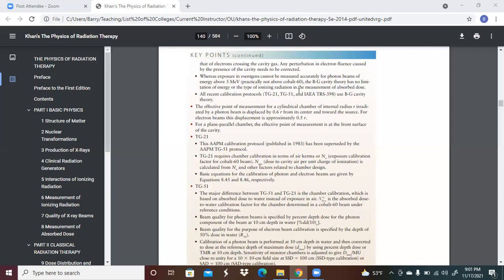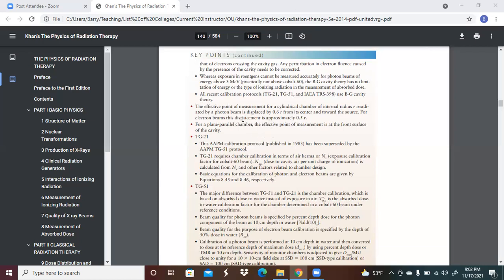Now, if we can get information about the dose being delivered with those beams, what is the methodology? How do we go about measuring these things? That's where the calibration protocols come into play. The calibration protocols that we see, TG-21, TG-51, IAEA TRS-398, I'll say that five times fast, all use the Bragg-Gray cavity theory.